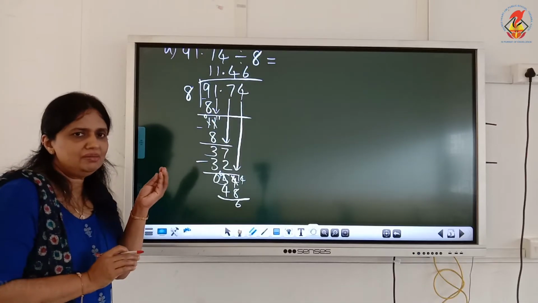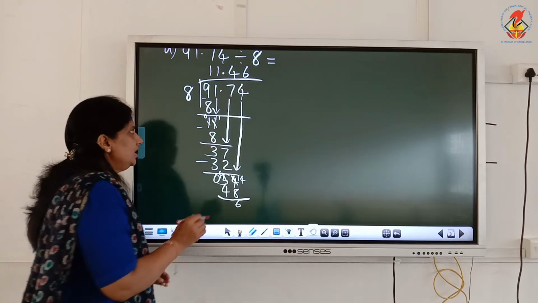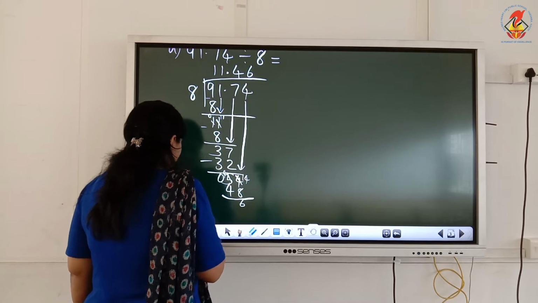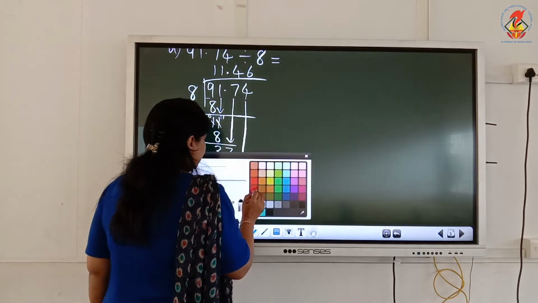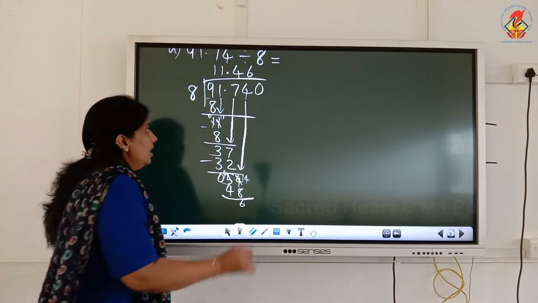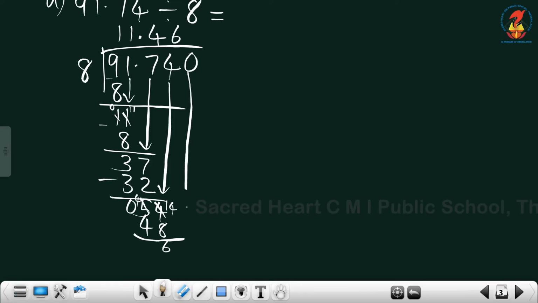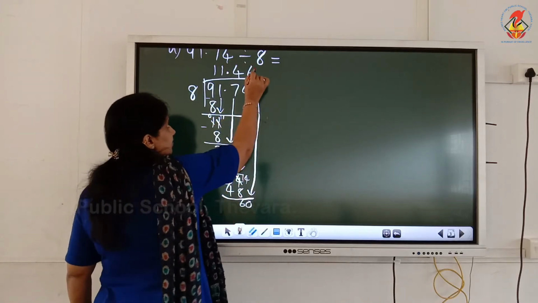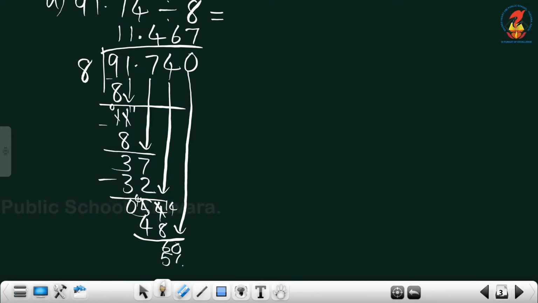But if the remainder comes, what do we want to do? We need to put simply one 0 in the dividend only, right? I put one 0 in the dividend. After that, I can take that 0 also down. The remainder will become 60. Then 8 into which number equals 60? 8 sevens are 56. Again the remainder will come.